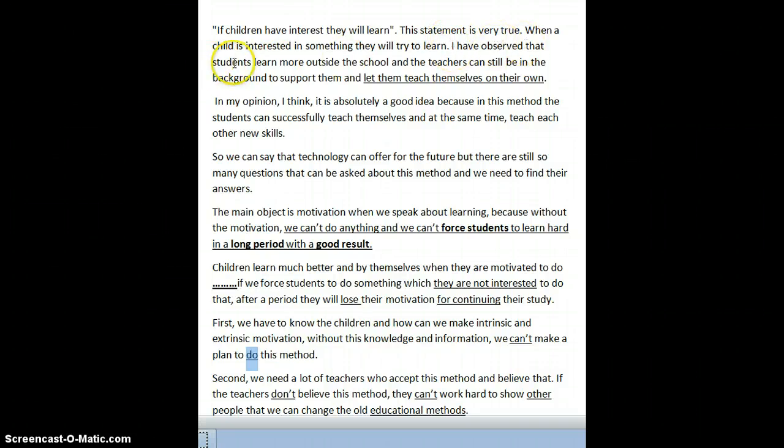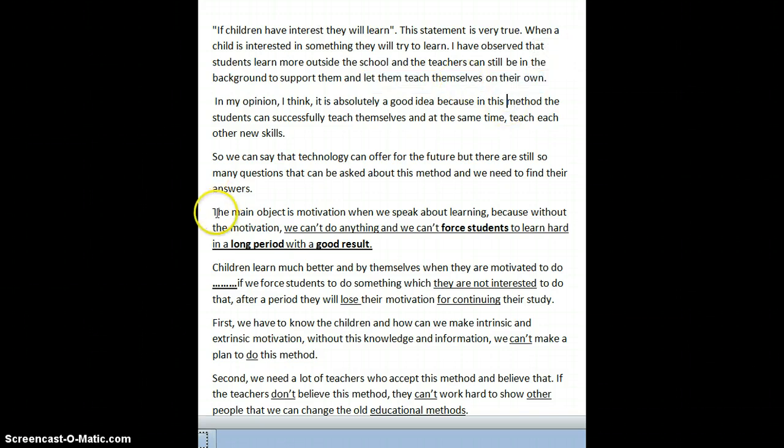I have observed that students learn more outside the school and the teachers can still be in the background to support them and let them teach themselves on their own. I think here initially we had the infinitive form of teach, which was to teach, but now you have corrected it. You have used the simple form because you know that with the modal verb let, we use the simple form of the verb, let teach, and that's very correct, very true. So I'm going to take away the underline.